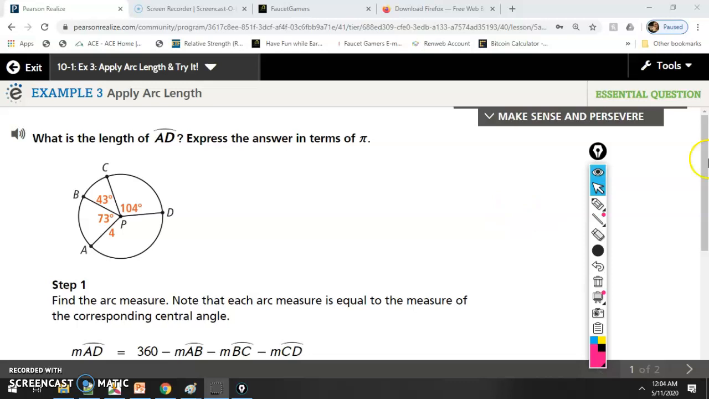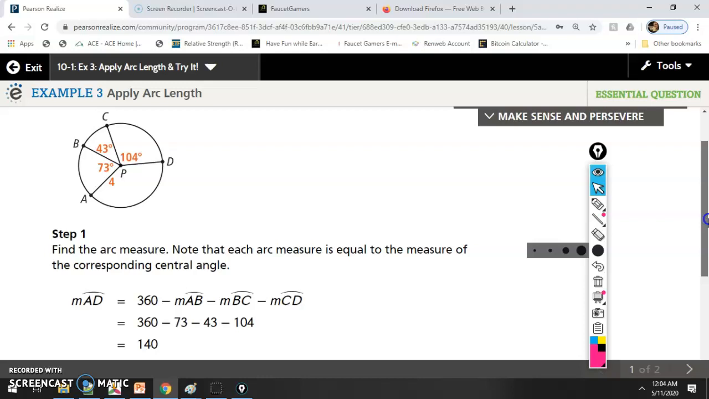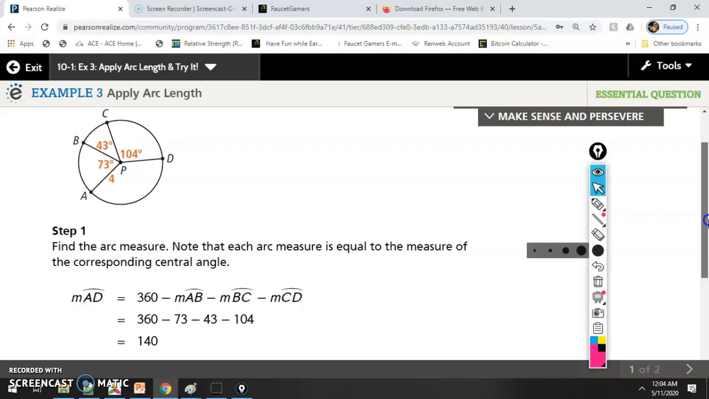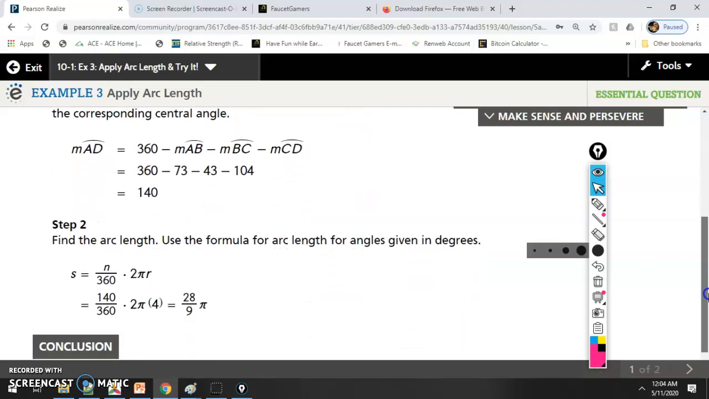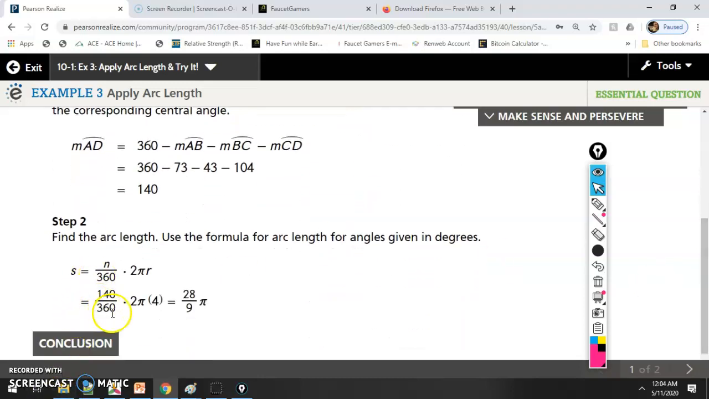Okay, and this is how you do B here. You first need to figure out the measurement of arc AD, which is 360 minus these other arcs that are given to you here. So arc AD is 140. Then you use that same formula. You put 140 over 360 and you multiply it by the circumference. You cancel a bunch of stuff like we've been doing, and you get 28 over 9 pi.